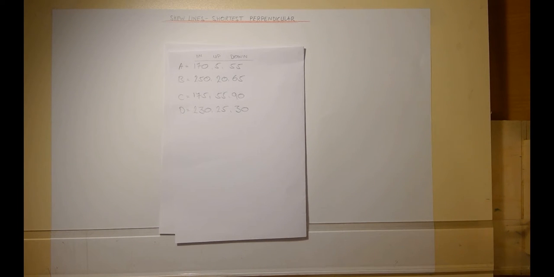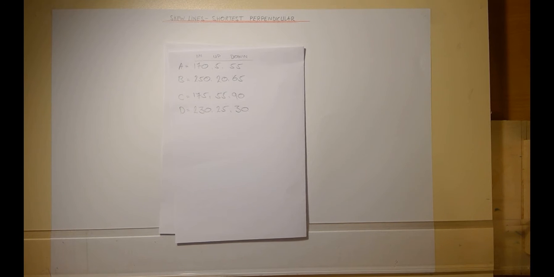This video deals with skew lines and the shortest perpendicular. The shortest perpendicular line between the two skew lines could also just be called the shortest distance. The shortest distance between any two lines is a perpendicular line. The shortest distance between two points is a straight line, and the shortest distance between a point and a line is a perpendicular line to the line.